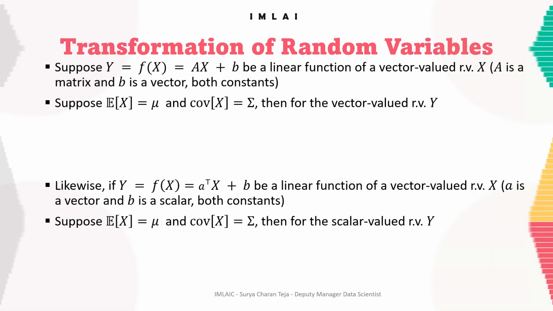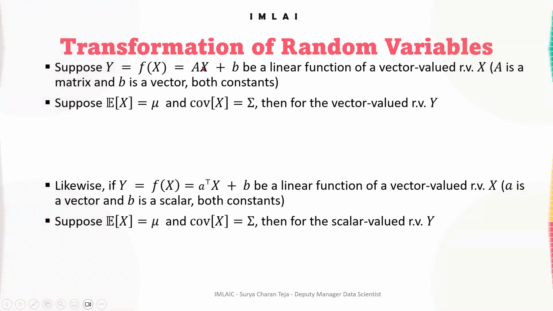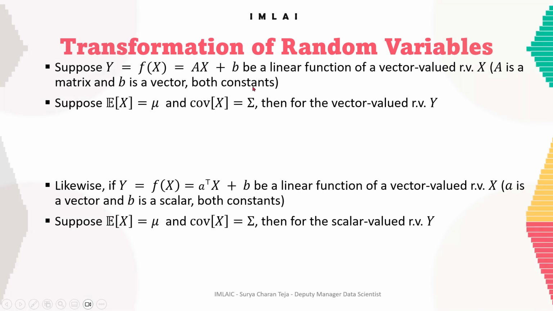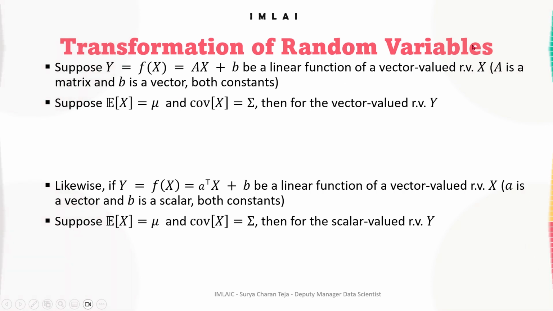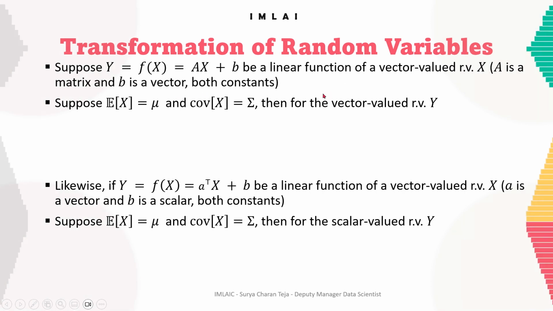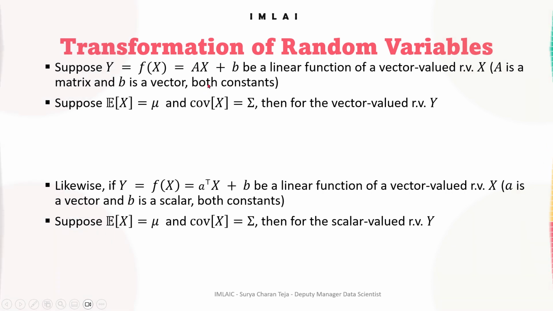Suppose Y is equal to f of capital X, a random variable, and the function is AX plus B, a linear function of a vector valued random variable capital X, where A is a matrix and B is a vector. Both are constants, but one is a matrix and the other a vector. So this is the function we have: AX plus B, in which capital X is a vector valued random variable.